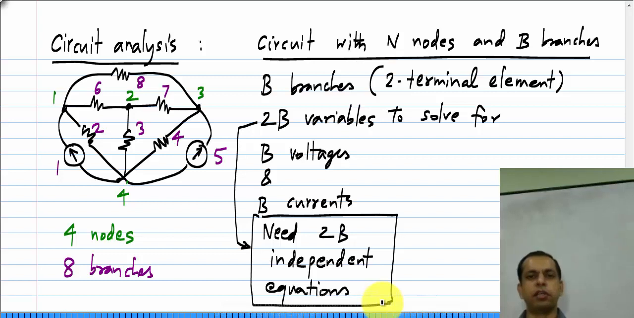So, if we have a circuit with B branches and each branch constitutes a 2 terminal element, then we need 2B independent equations. We have to somehow generate them from circuit laws as well as the element behavior, and then if we solve these equations, we will find the solution to our circuit. So, this is what is meant by completely solving for a circuit.